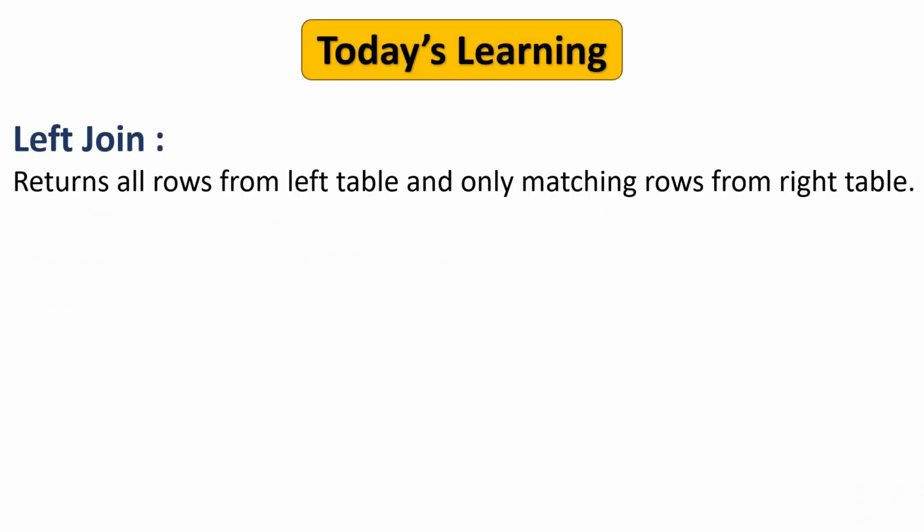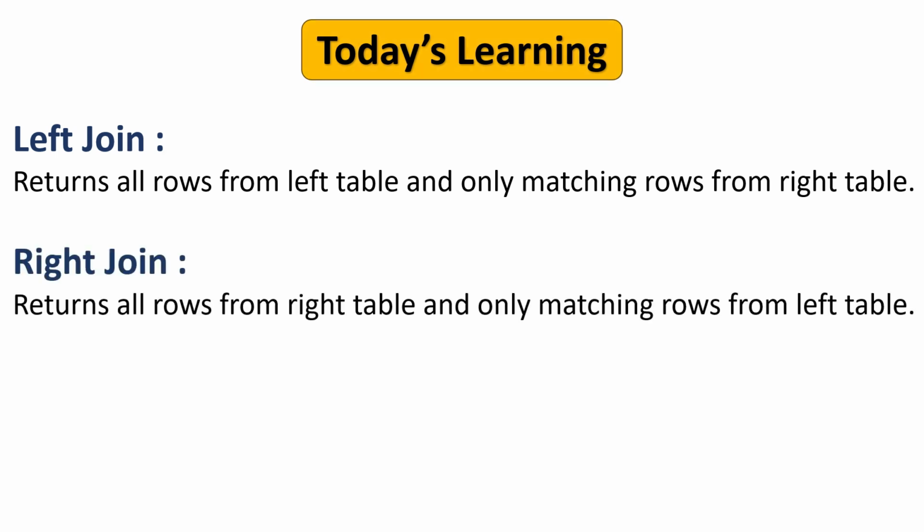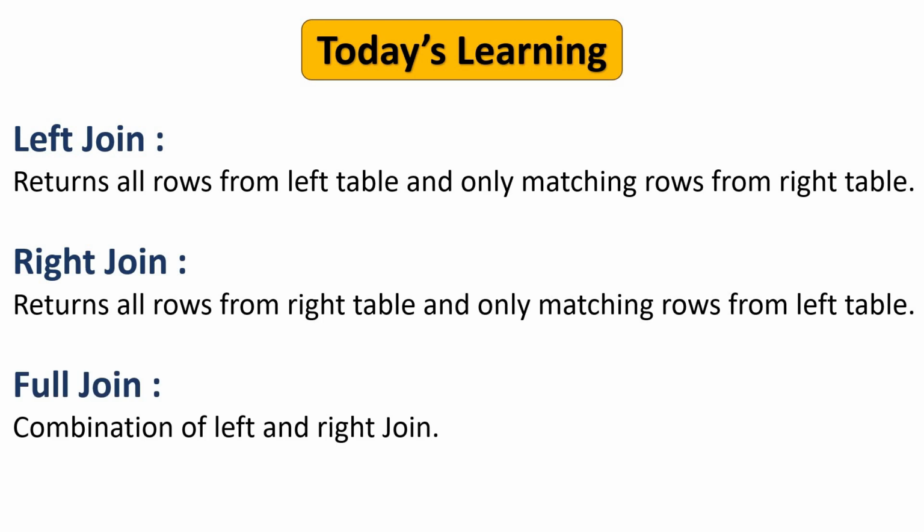In this video, we have learned that the left join returns all the rows from the left table and only the matching rows from the right table, while the right join returns all the rows from the right table and only the matching rows from the left table. And the full join is the combination of left and right join. That's all about this video, and in the next video we will discuss the cross join.